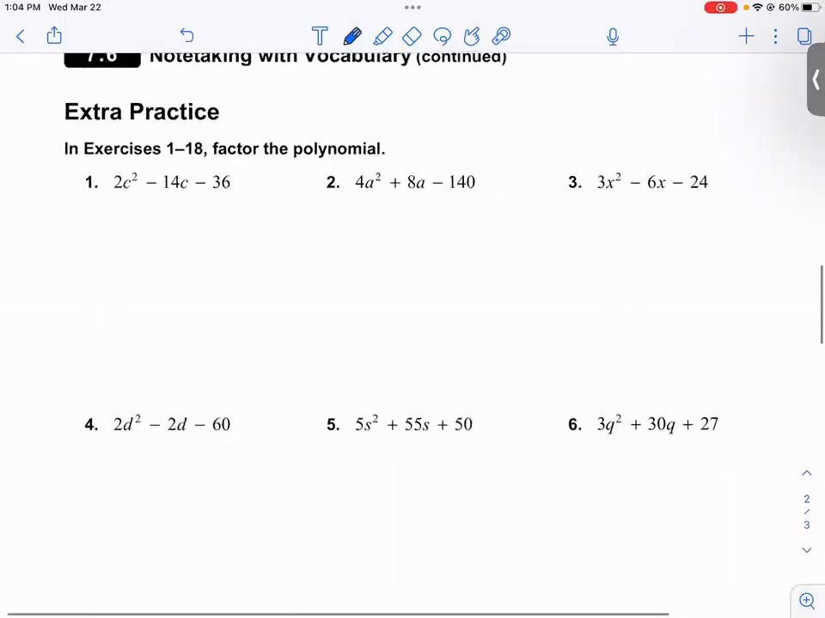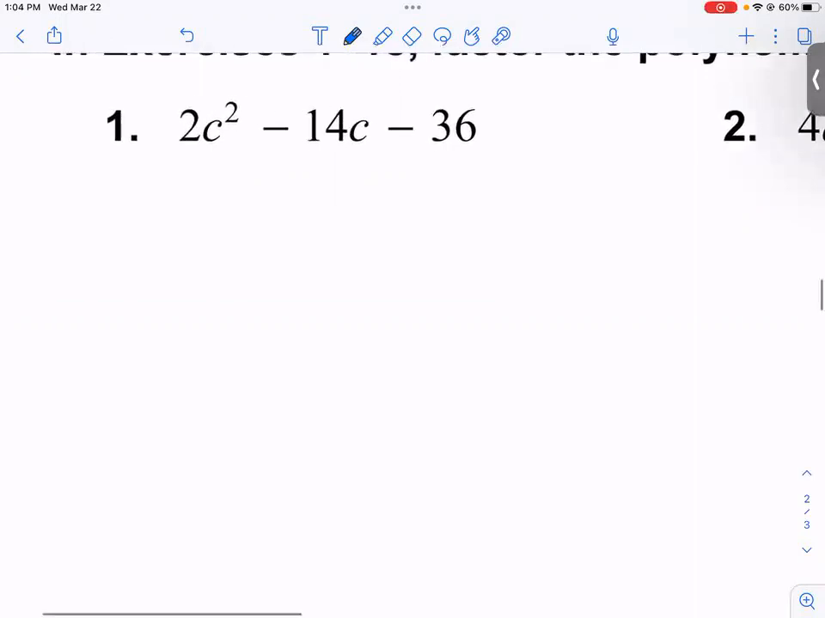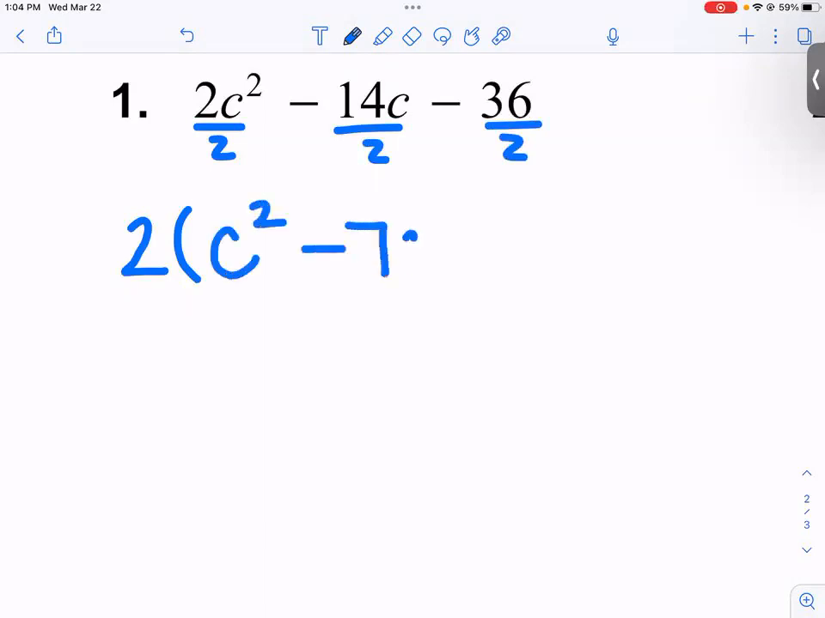Okay, so once you have that written down, turn the page, and we're going to look at number 1 on that next page. What do you notice about all 3 of these terms? They're even. They are all even, which means we have a GCF of 2. And if we factor out a 2, then we have left c squared minus 7c minus 18.